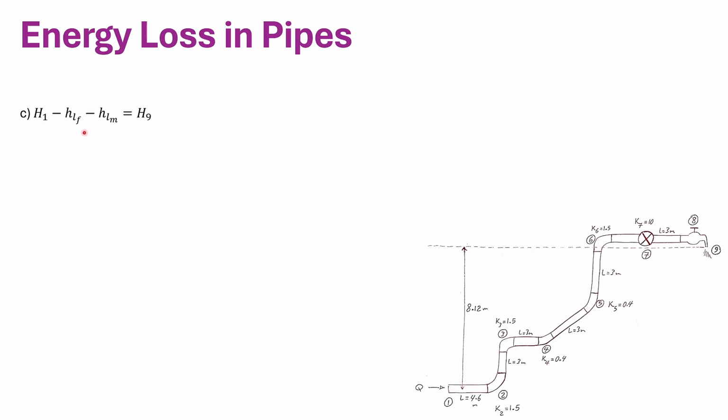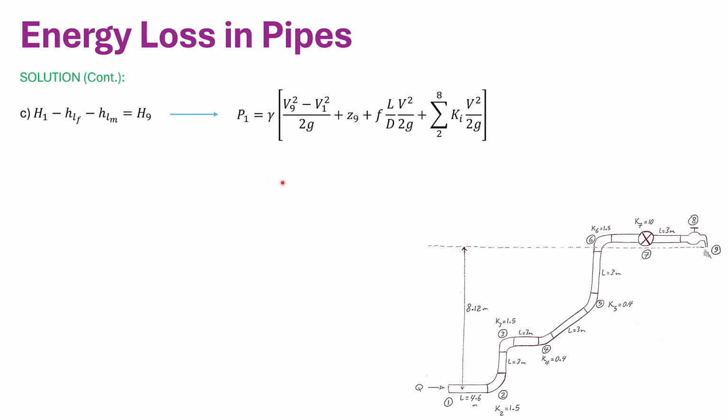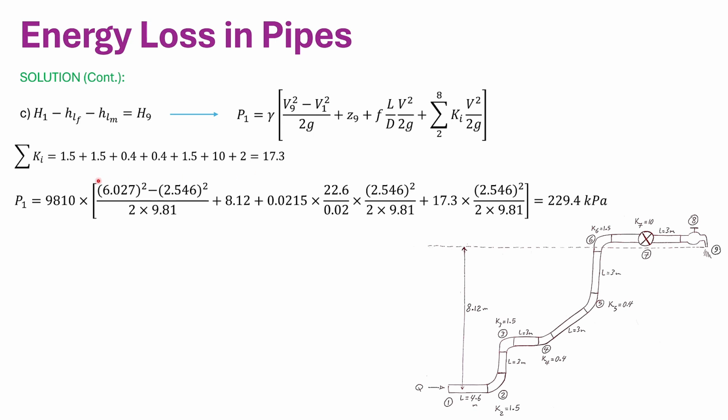And case C is including major and minor losses. So we add the minor losses here. Sigma Ki is basically adding all these K values, and that equals 17.3. By knowing all the values that we need for this formula, P1 equals 229.4 kilopascals. As you can see, this number is the greatest. By including all the major and minor losses, the pressure at 1 should be the highest, which is 229.4 kilopascals.